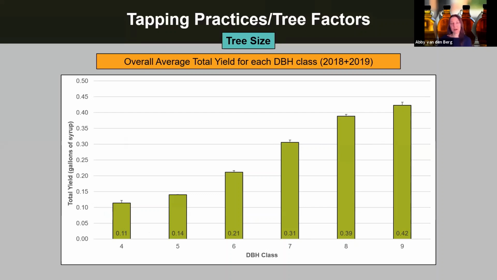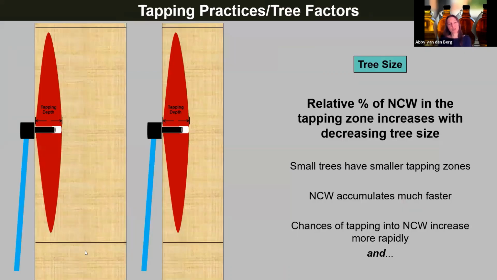But then you have to think about what we're doing when we're actually tapping, and put the big picture and the long-term picture into the frame when we're thinking about maybe thinning with a tapping bit instead of thinning with a chainsaw. Those small trees, those 4, 5, 7 inch trees, not only are they yielding fairly low amounts of sap, but because of their small size, the relative percent of non-conductive wood in the tapping zone increases with decreasing tree size.